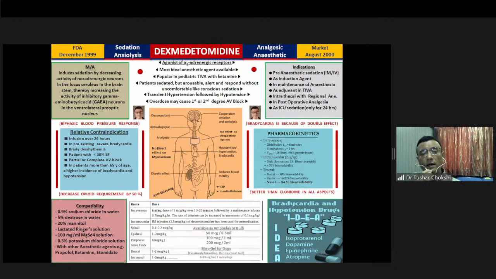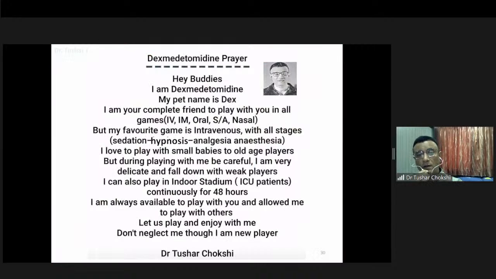This is the dexmedetomidine infographic. For the last 3 years I have been promoting dexmedetomidine among all the private practitioners in my area, and I have created this prayer for all people. What dexmedetomidine says: hey buddies, I am dexmedetomidine. My pet name is Dex. I am your complete friend to play with you in all games: IV, IM, oral, spinal, and nasal. But my favorite game is intravenous with all stages: sedation, hypnosis, analgesia, and anesthesia.